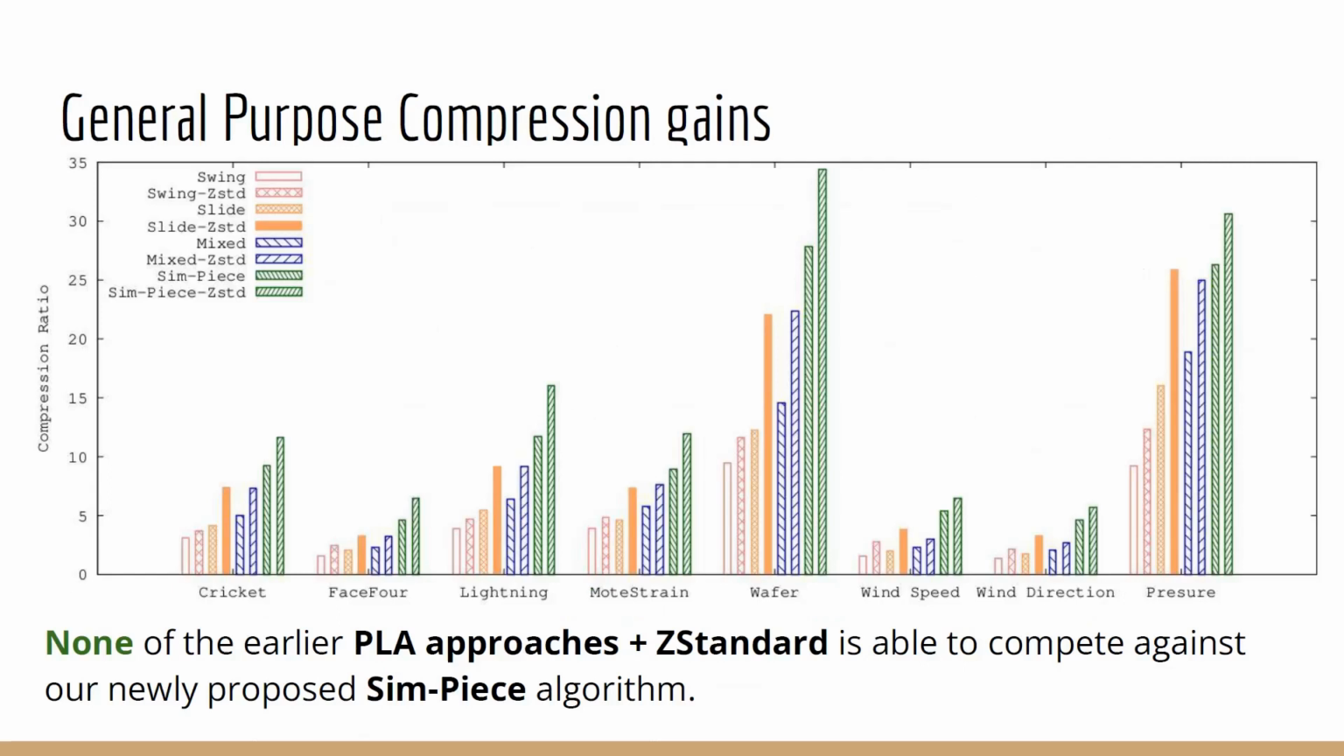In our next experiment, we used the Z-standard algorithm to compress the PLA representations, and we report the compression ratio for both the uncompressed and the compressed representation. We see improvements for all approaches, most notably for Slide, that matches the performance of Mixed when also using the additional Z-standard compression. However, none of the approaches is able to compete against SymPeace, despite the additional use of Z-standard. And what is more, if we use additional compression for SymPeace as well, we get equivalent improvement, so much better savings overall.